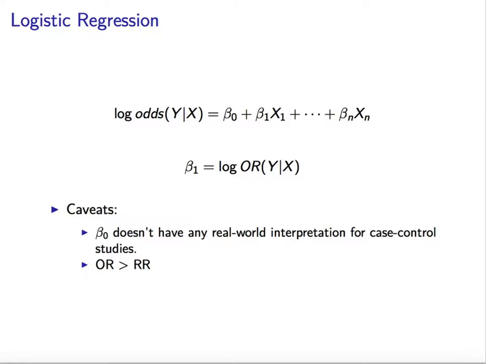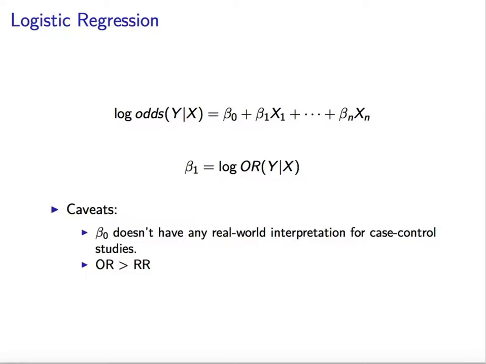Now there are some caveats that we should discuss here. For one thing, beta 0 doesn't have any real-world interpretation for case control studies. For cohort studies, it does. So this can be interpreted as the log odds for the reference group, that is, when x1, x2, etc. are all equal to 0. But that's only true for cohort studies.